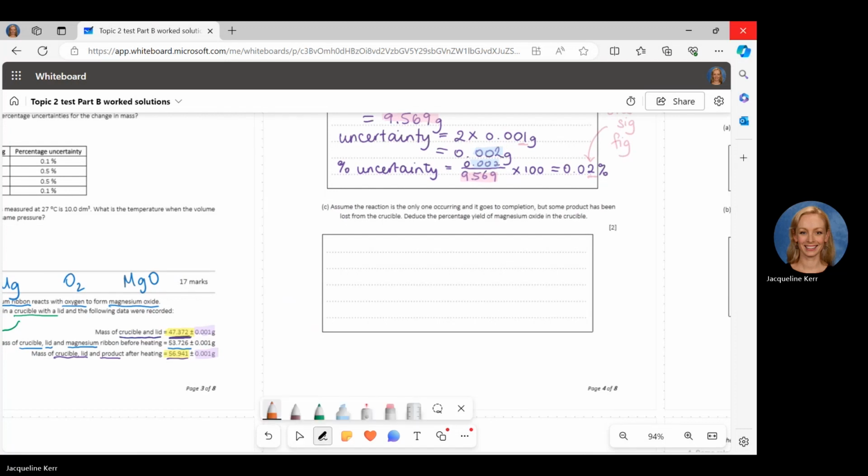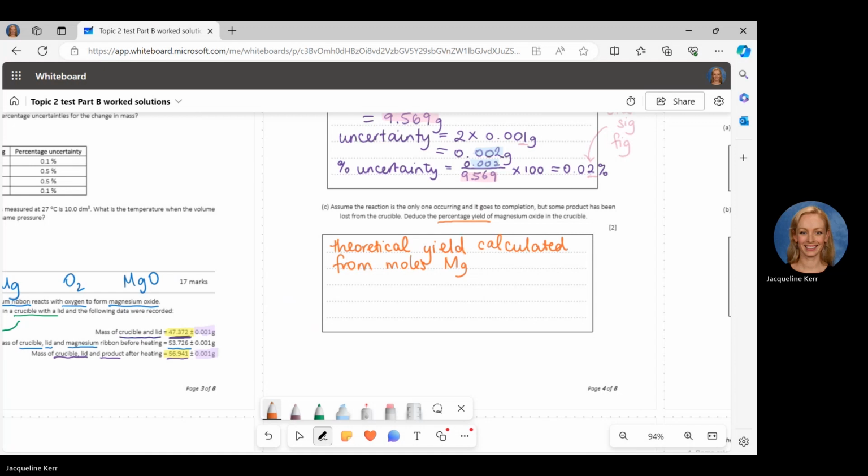Okay, the next bit: assume the reaction is the only one occurring and goes to completion, but some product has been lost from the crucible. Deduce the percentage yield of magnesium oxide. Okay, percentage yield has got to do with comparing how much you'd theoretically get and how much you actually got. So theoretically, the amount of magnesium oxide you should be able to make depends on how much magnesium you put in the crucible. So we take the moles of magnesium, which we actually already worked out.